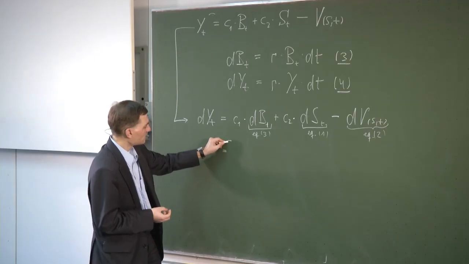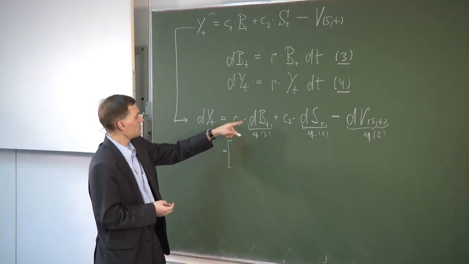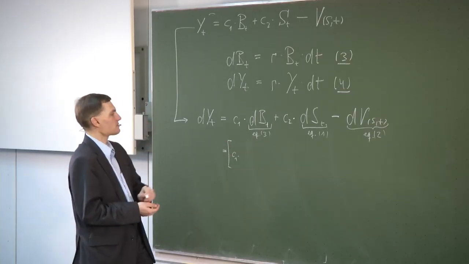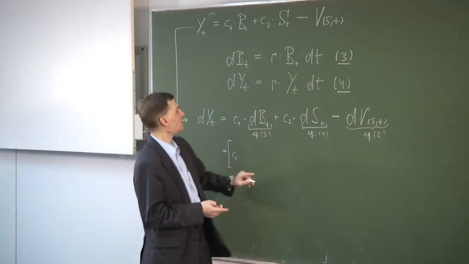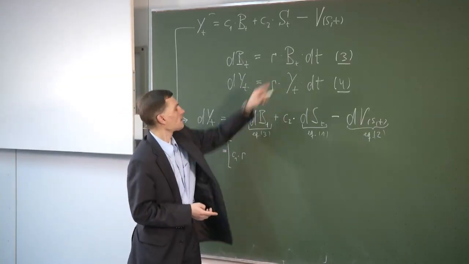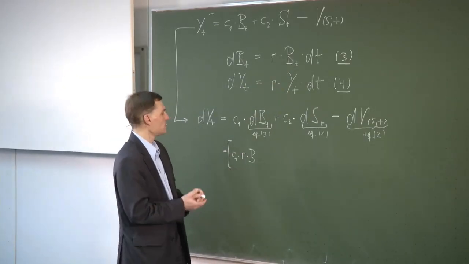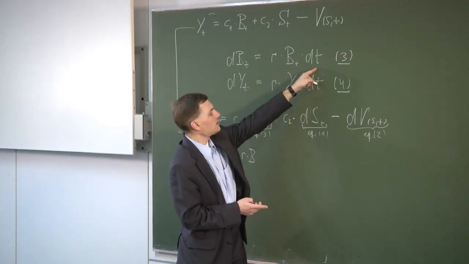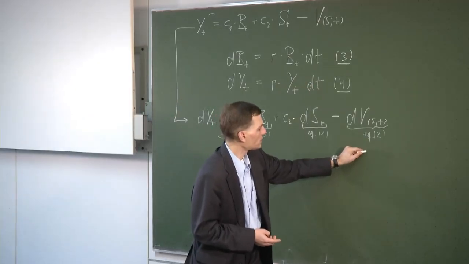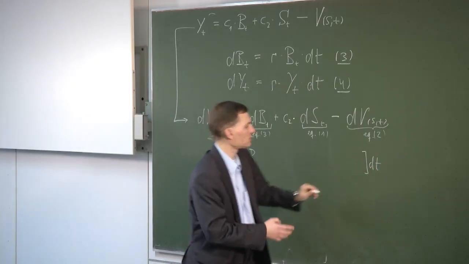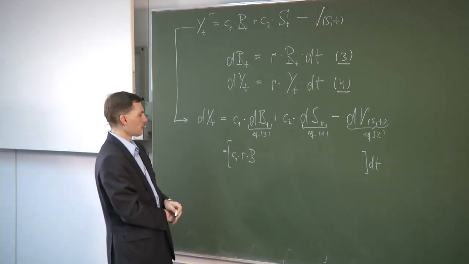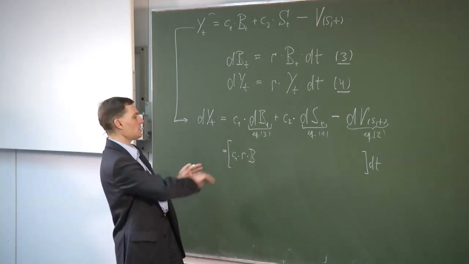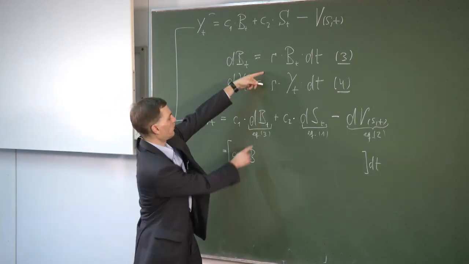Okay, so let's do this. First of all, C1 times the right-hand side, R times B dt. But as I told you, I will bring all the dt terms in this bracket. So I write the dt outside the bracket. So that's the first component.